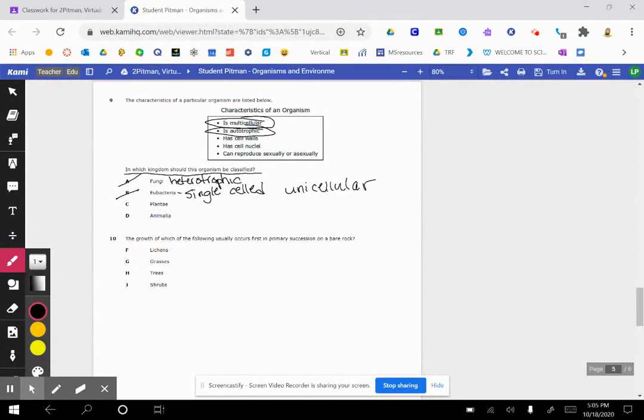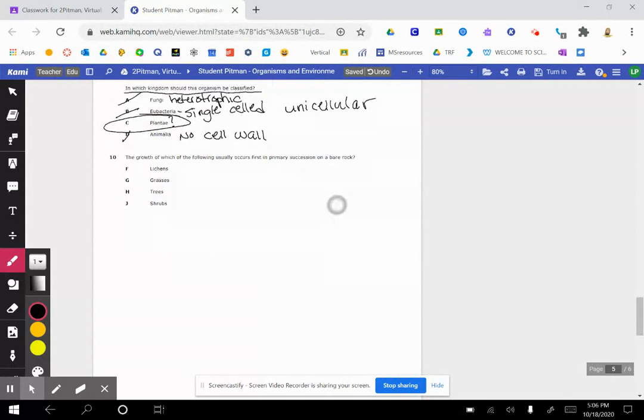Plant? It is multicellular. It is autotrophic. I know that only plants have cell walls. It does have a nuclei. And plants, some reproduce sexually, some reproduce asexually. Some are capable of doing both. So this is a maybe. What about Animalia? Well, we've got to think about animals, and we know animals have no cell wall. So that can't be my correct answer. So it must be C.